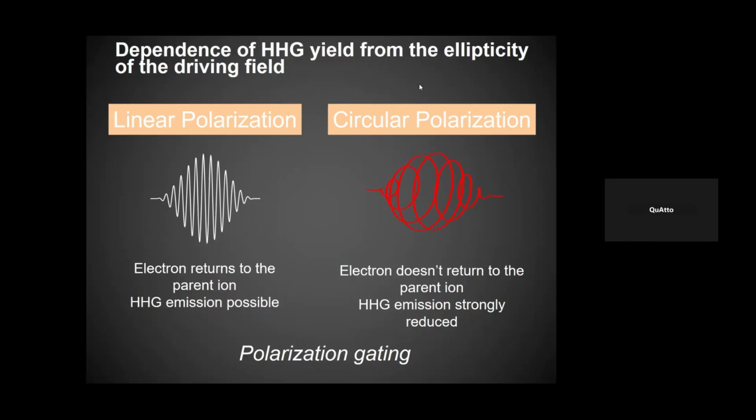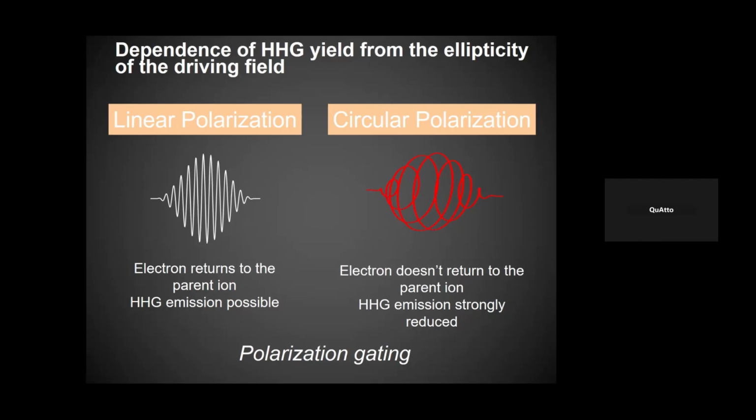However, if you have a circularly polarized pulse, the electron can still tunnel out from the atom, but because we have a transverse momentum, in general, the electron will never return to the parent ion, and we will not have harmonic generation. Recombination is not possible.